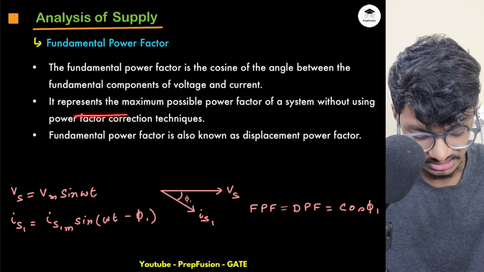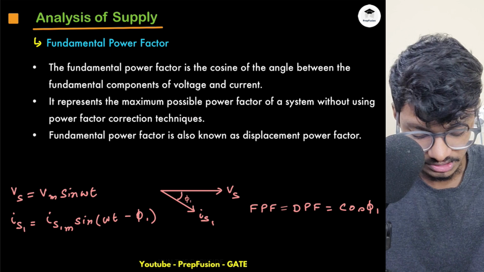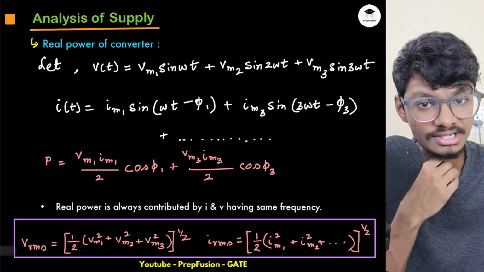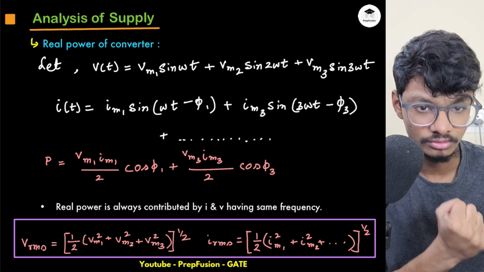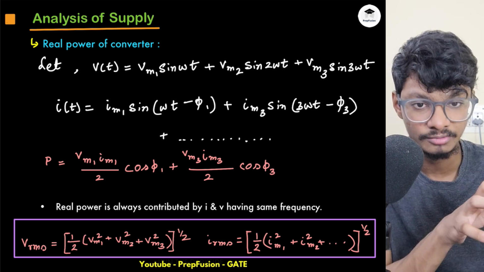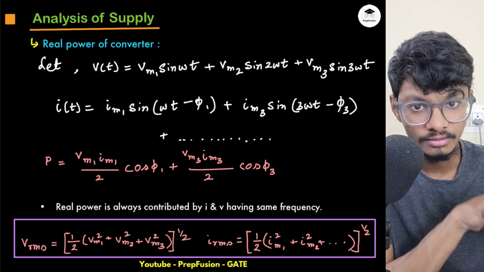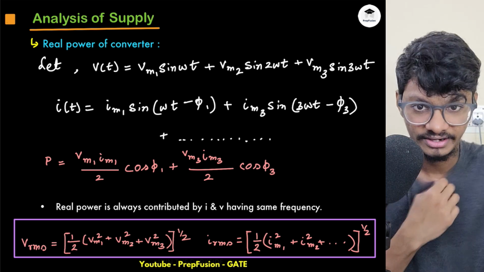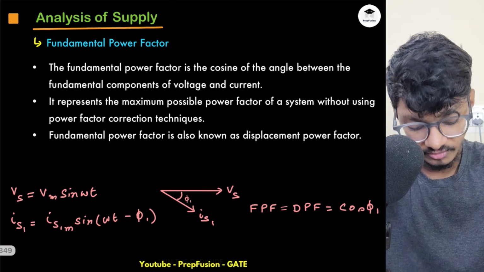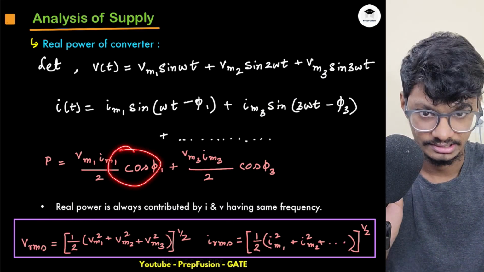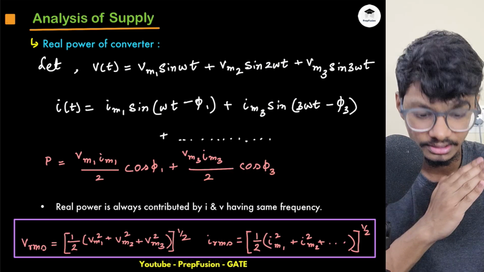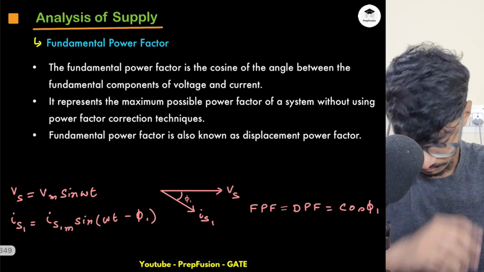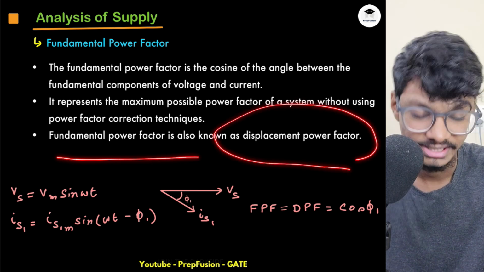As explained, it represents the maximum possible power factor of a system without using power factor correction techniques. We have to use power factor correction techniques as well, because the power factor is reducing. And what is the power factor? It is the fraction of apparent power that I can get as active power. So we have to use power factor correction techniques to improve the power factor of the system. If we don't use them, it is the maximum possible power factor that I can get. Why? Because after this the power factor will only degrade, because the current angle will only increase, and that will degrade my power factor. Fundamental power factor is also known as displacement power factor.